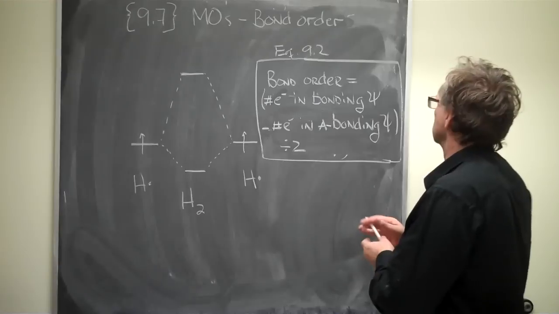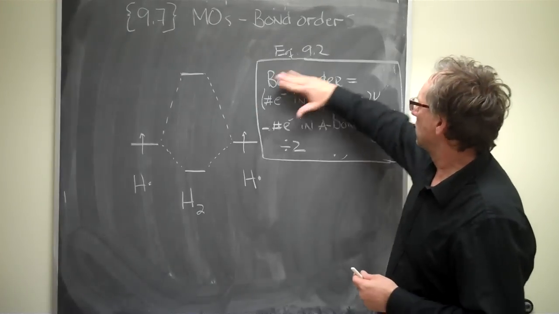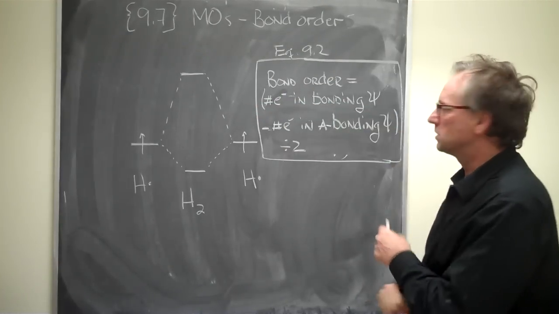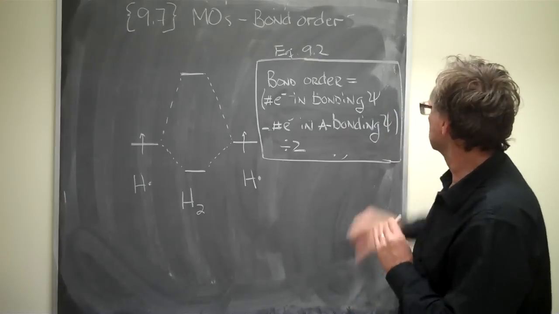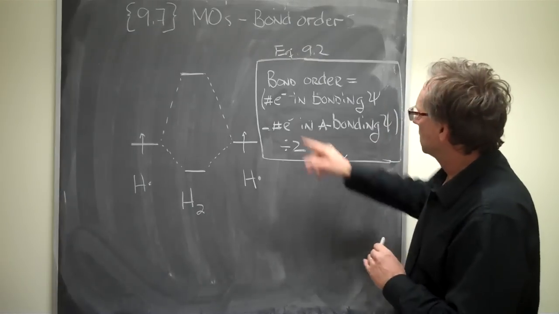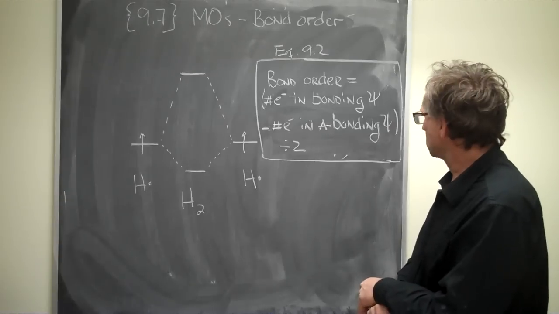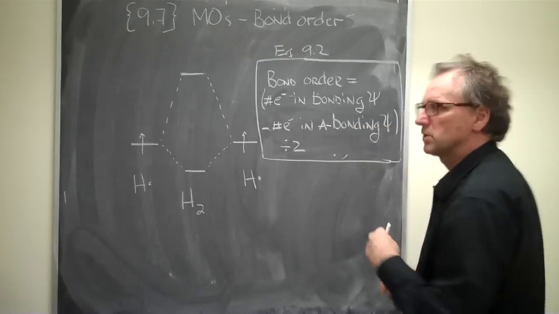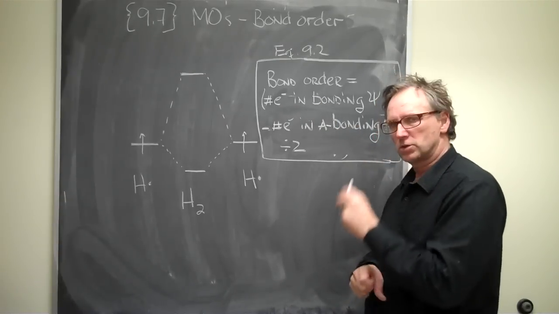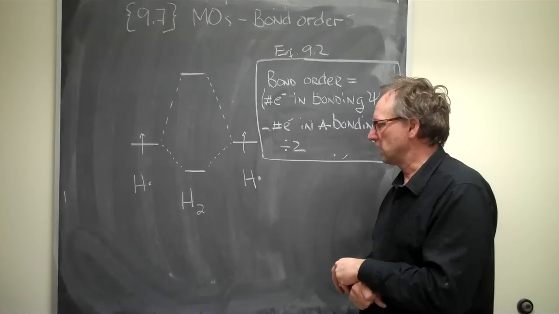And so the formula that I've packed in here is: the bond order is we take the number of electrons that are in a bonding orbital, psi is a shorthand for orbital, take away the number of electrons that are in an anti-bonding orbital, and take that whole result and divide it by 2. So we're just going to take a few examples like this.